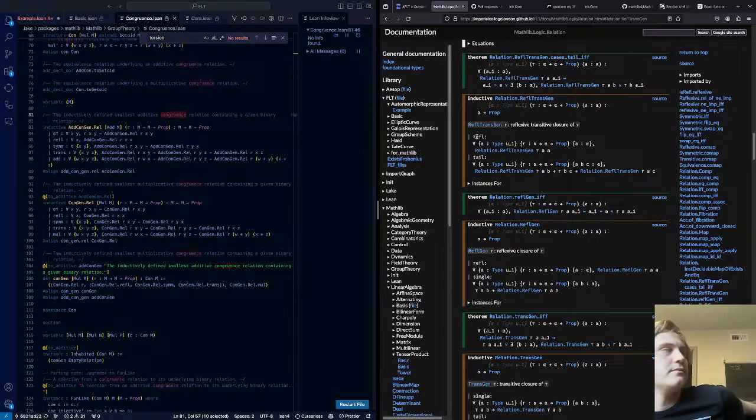So ReflTransGen is to tell us that, right? So A and A, right? So A for itself. The relation ReflTransGen of R is the relation that we're computing, right? And the first thing is to tell us that for any A, that relation that we're computing holds for A with A. Furthermore, it holds for A with B. If it holds for A with B and for B with C, then it holds for A with C.